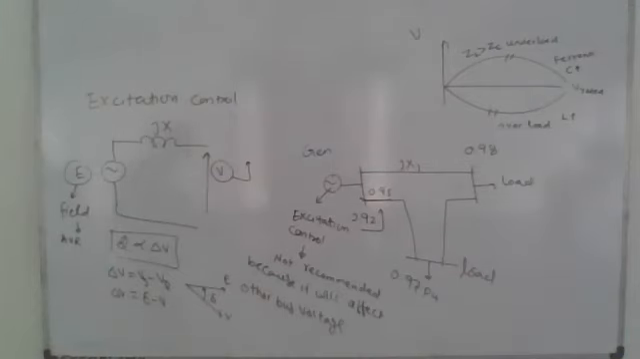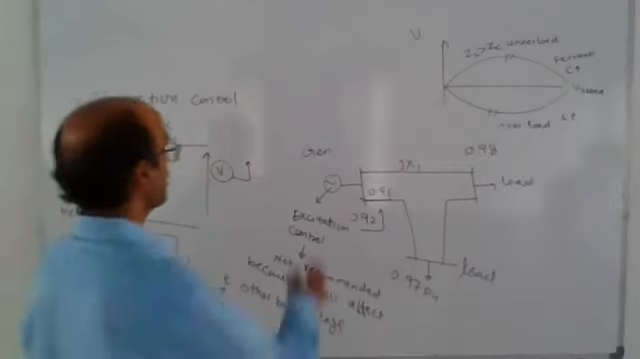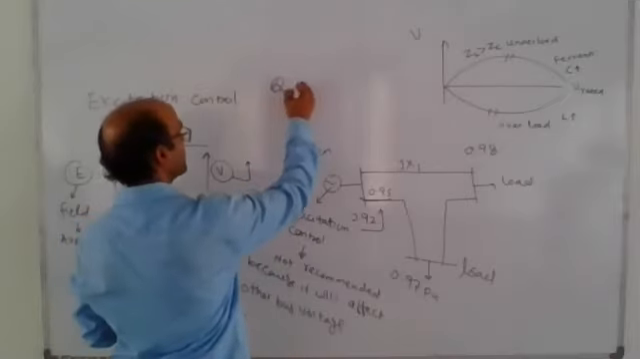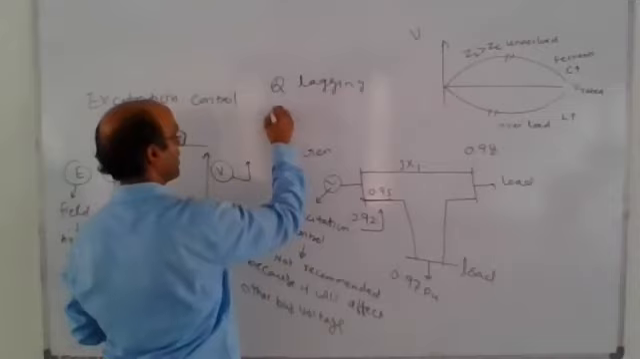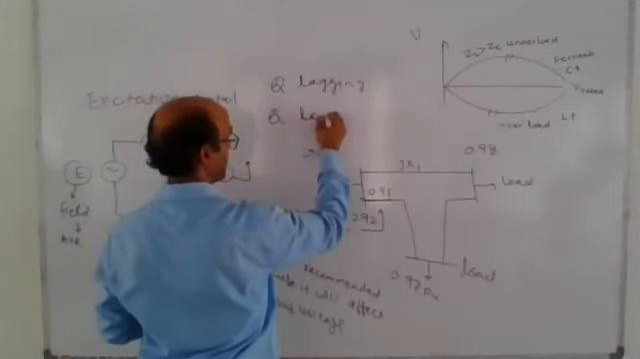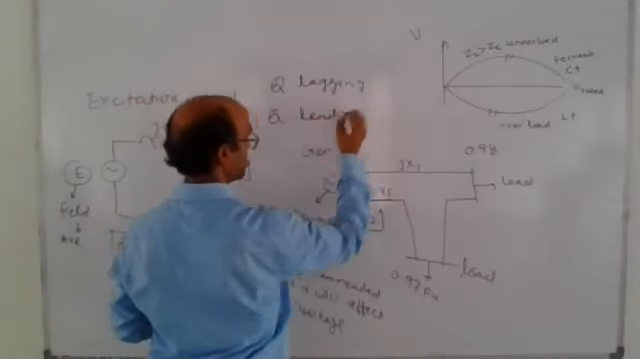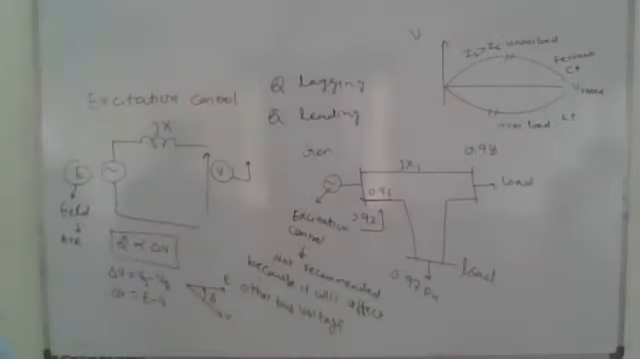So in the next class we will see the control method. Before that, I will give you one task. You have to understand what lagging reactive power and leading reactive power are. What is the meaning of this? Please revisit this concept: lagging reactive power and leading reactive power.